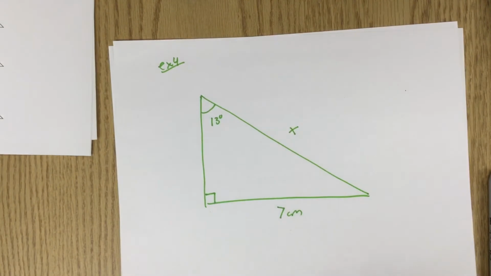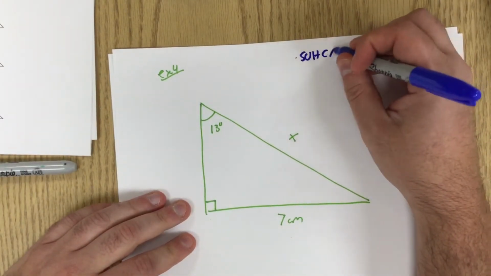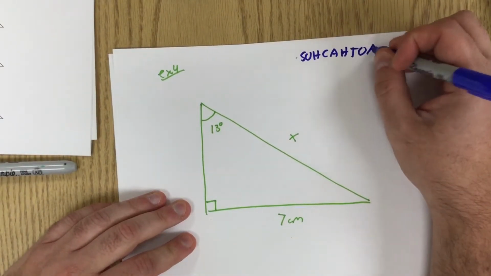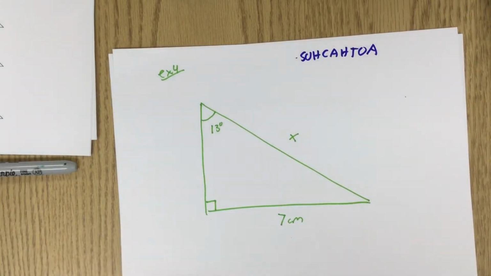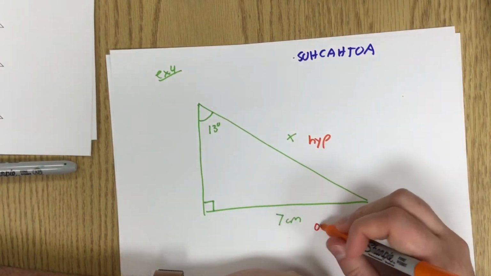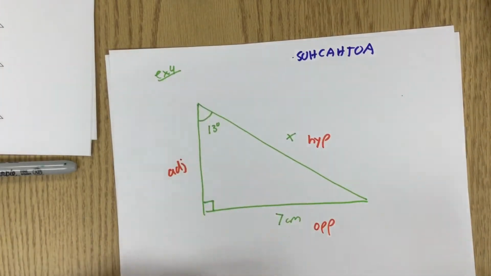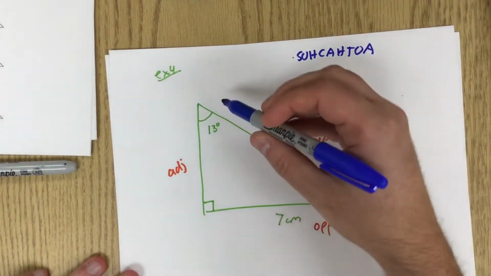Example 4. This one's going to be a little more complicated, as we'll see. So we will write SOHCAHTOA on the top. We will label our sides. This is the hypotenuse. That's our angle, so this is the opposite. And this over here is the adjacent. And so we have our angle.